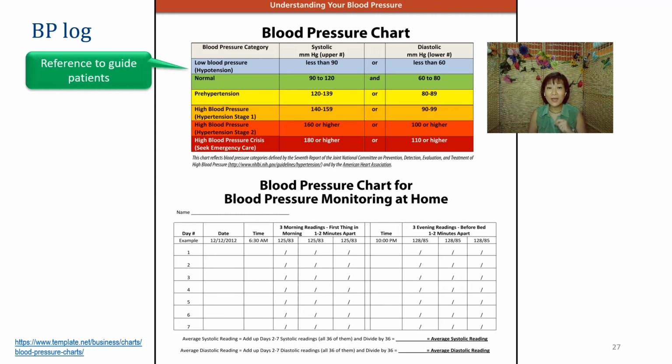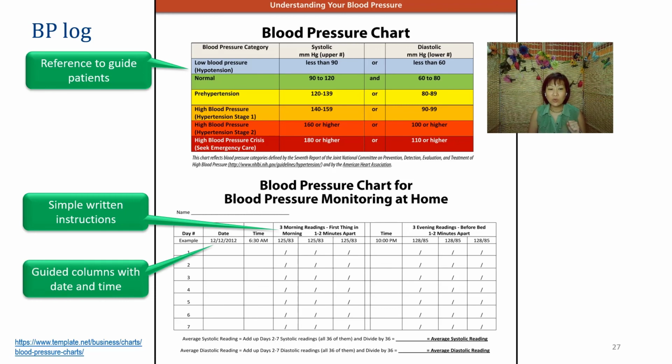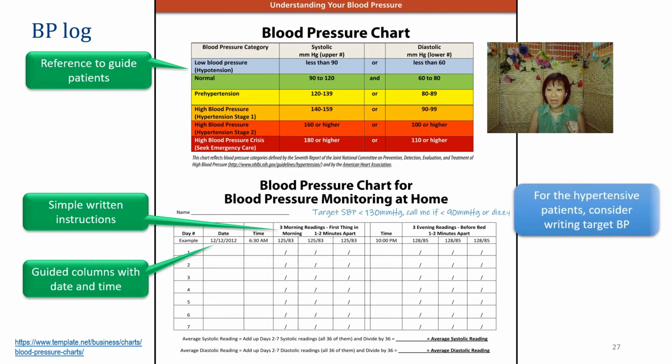Okay, so the good parts about this chart are the reference to guide patients on what the categories are. It's got simple written instructions on the headings. It's also got guided columns with date and time. And also for patients with hypertension, you might want to consider writing their specific targets for them, or individualized therapy targets. In this setting, for example, I've written there target BP is less than 130 over 80, and call me if they're feeling dizzy.